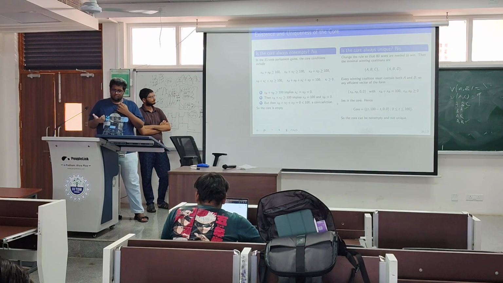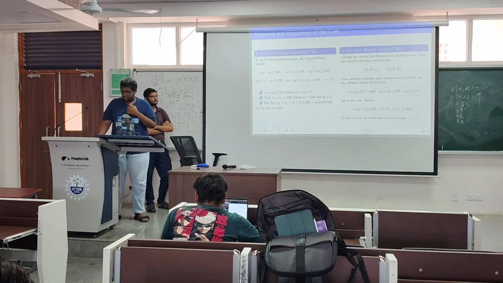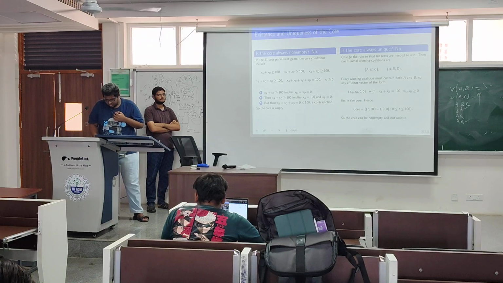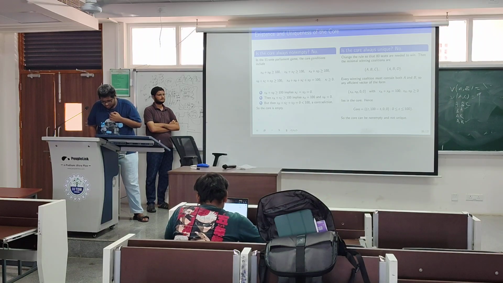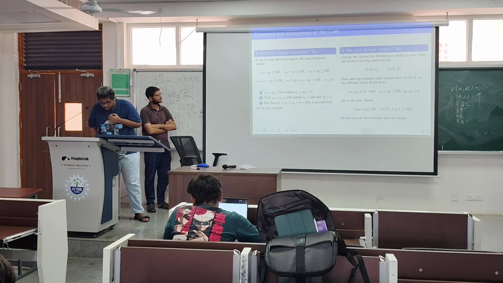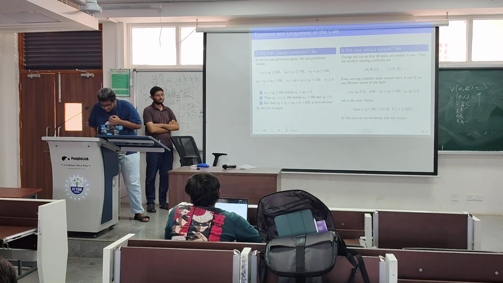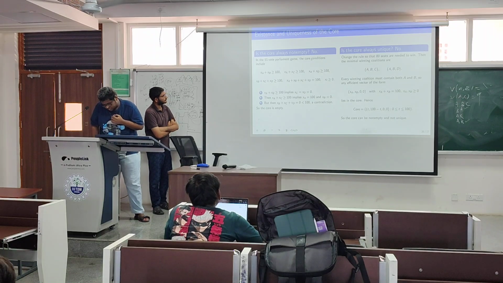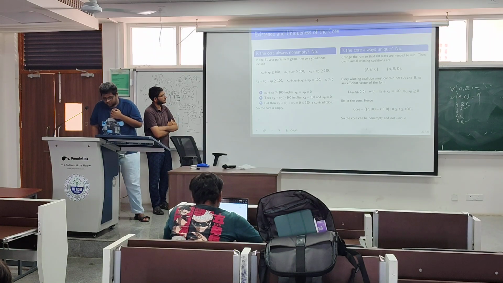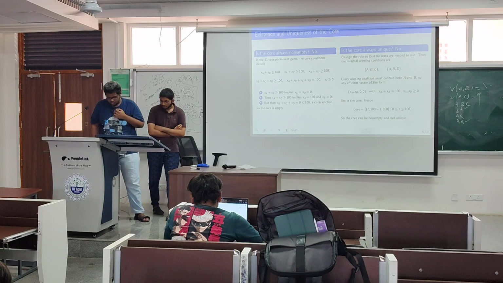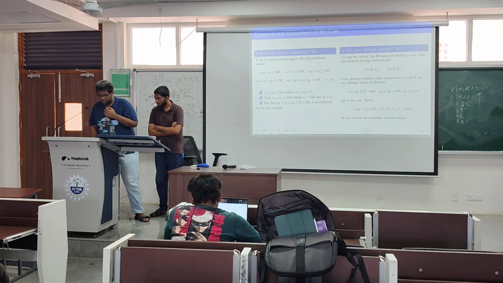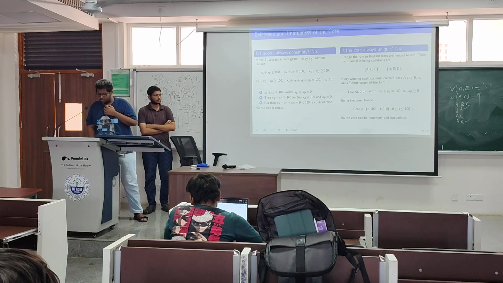So now there are some properties of the core. Is the core always non-empty? Non-empty in the sense, is the core empty or not? Okay, first I will explain whether the core is always unique or not.